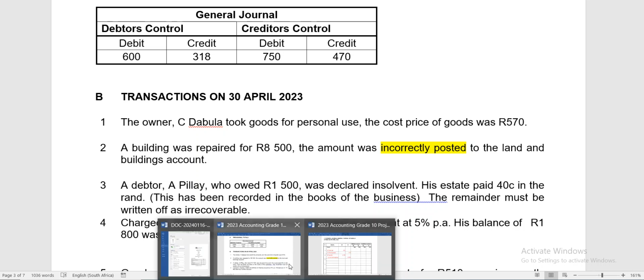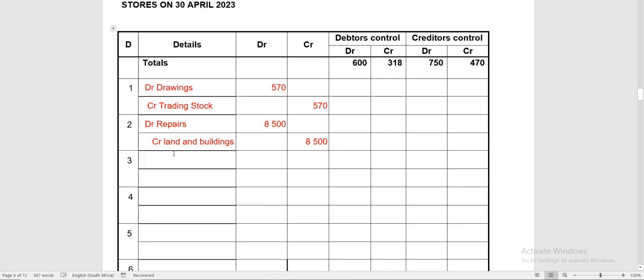So account debited will be bad debt. So we'll say we debit bad debt because this is an expense, okay, and then we credit debtors control.